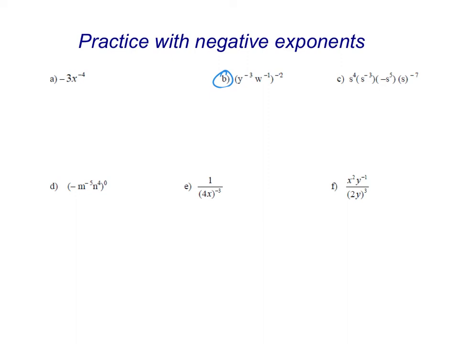I'm going to use the power to a power right away. Y to the negative 3 raised to the negative 2 times W to the negative 1 raised to the negative 2. Now I've got the power to a power. Negative 3 times the negative 2 is y to the 6th. W to a negative 1 raised to the negative 2, you're going to multiply your exponents, and you get W squared.